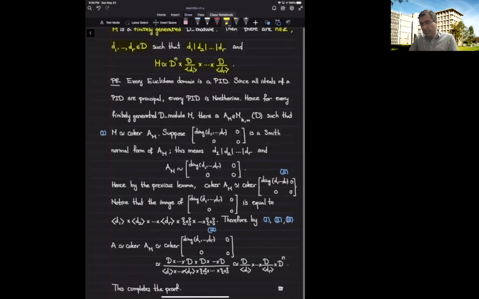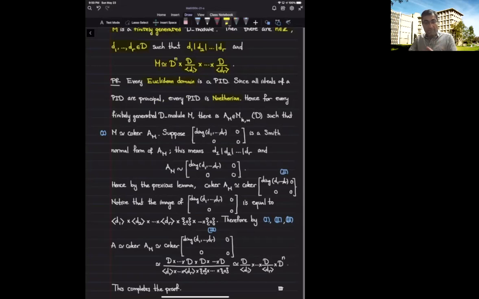A Euclidean domain is a PID, that we have proved long ago. Every PID, every ideal in a PID is a principal ideal. That's the definition. In particular, every ideal is finitely generated. It is in fact generated by a single element. And therefore, every PID is a Noetherian ring. So altogether, we are saying that every Euclidean domain is Noetherian.